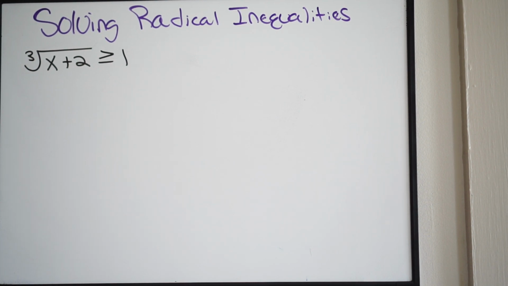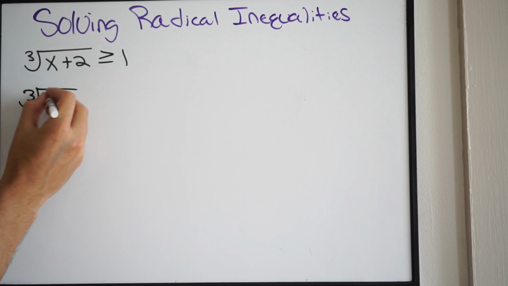So again, we're going to solve this just like we would in an equation. Alright, so let's go ahead and do this. So we're dealing with a cubed root, so in order to get rid of that, we're going to have to raise each side to the power of 3. Be careful, we're not squaring both sides. This is a cubed root, we're going to raise both sides to the power of 3. Alright, so let's go ahead and do that.